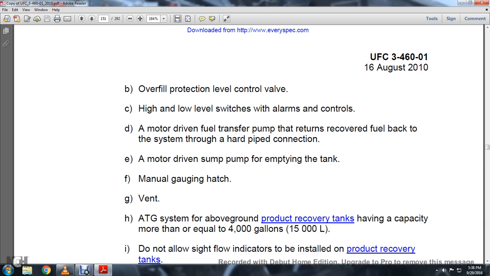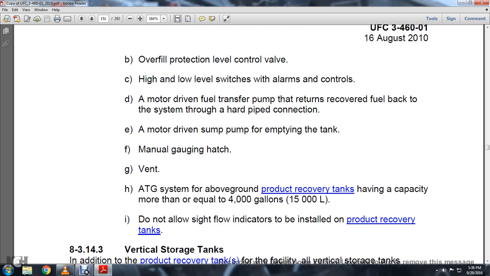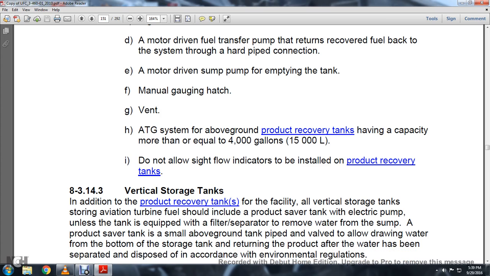Motor driven sump pump for emptying the tank. Manual gauging hatch, vent, ATG system for above ground product recovery tanks having capacity greater than or equal to 4,000 gallons. Do not allow sight flow indicators to be installed in the product recovery tanks.